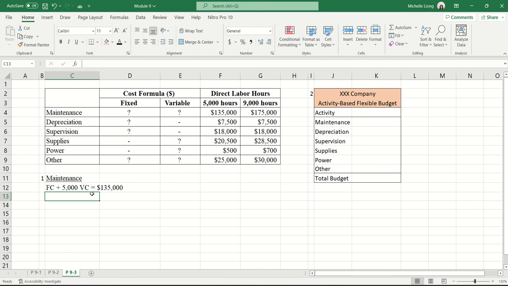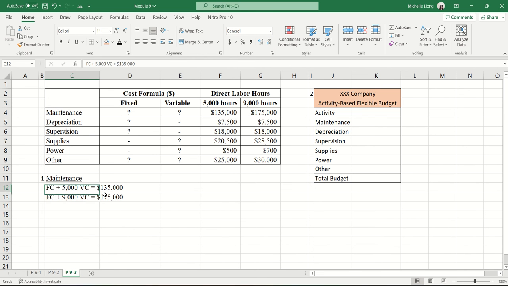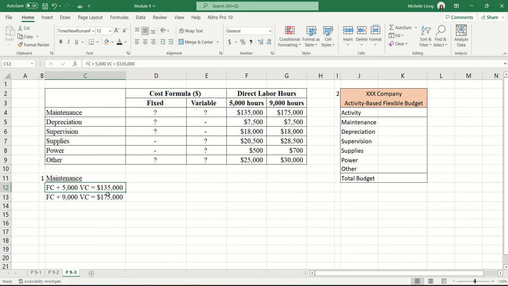And the next one, we are going to use the elimination formula for this. The second equation is the same, FC plus 9,000 of VC, variable cost, equal to $175,000. So we're going to eliminate this. We're going to do the elimination thing that you learned in mathematics in the past. So right here, we get FC minus FC, so we will subtract right here.